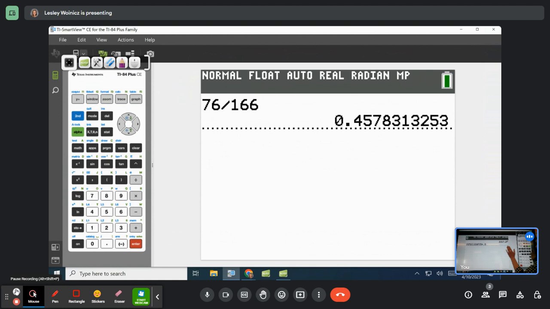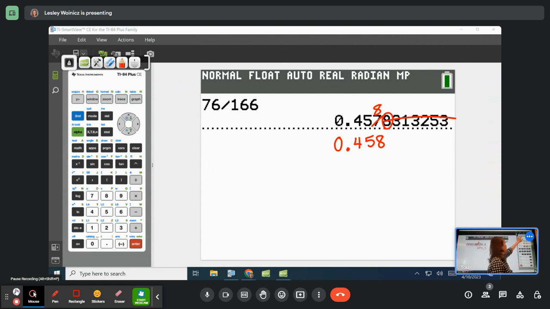Okay, so it says round to the nearest thousandth before converting to a percent. So I'm going to round to the nearest thousandth. That would be 0.458, because the 8 says to make the 7 an 8, right? And then you drop all that stuff.